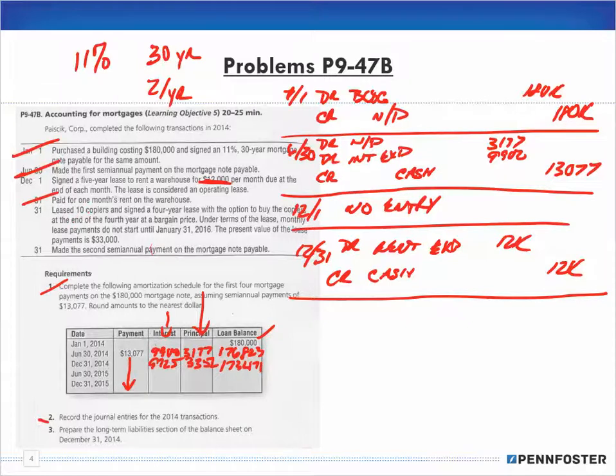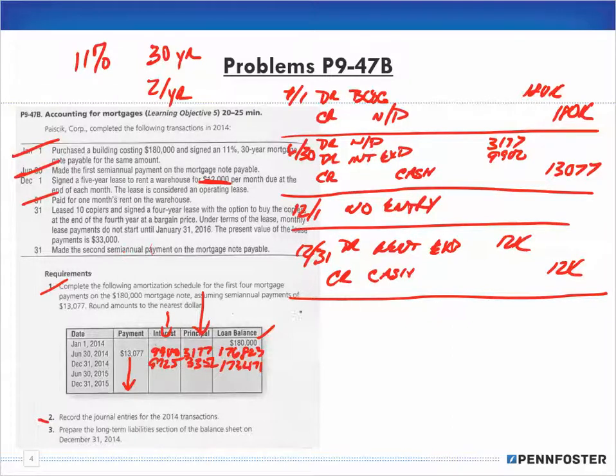So on December 31st also, we leased 10 copiers and signed a 4-year lease with the option to buy the copiers at the end of the 4th year at a bargain price. Under terms of the lease, monthly lease payments do not start until January 31st, 2016. The present value of the lease payments is $33,000. Okay.